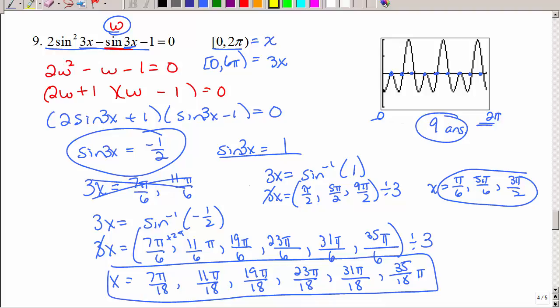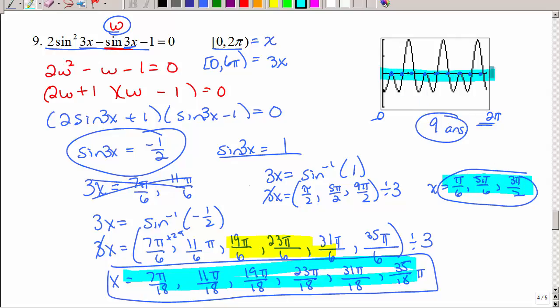If you would have left these as the answers, that's bigger than 2 pi. 6 goes into 19 more than 2 times. So the correct answers are all 6 of these, 3 of those, 9 answers.